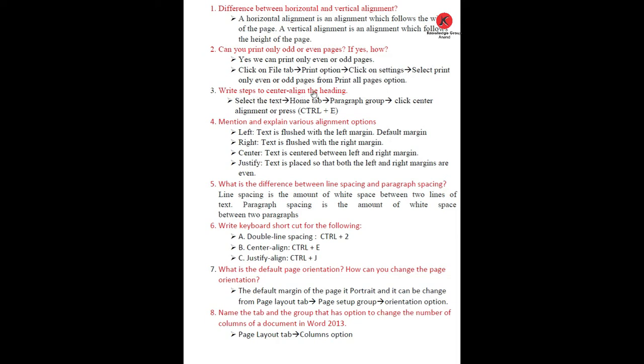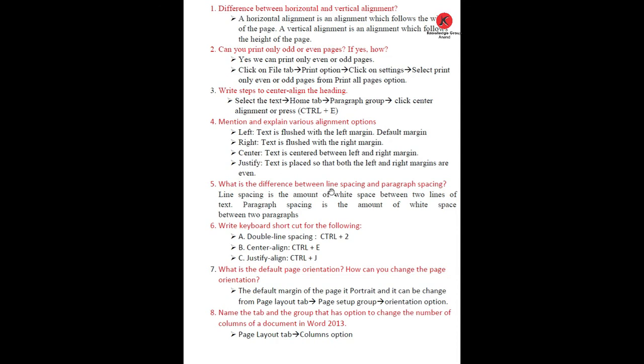Write steps to center align the heading. Select the text, Home tab, Paragraph group, click Center Alignment or simply press Ctrl+E. Mention and explain various alignment options. There are 4 alignments: left, right, center, and justified. Left, the text is flushed with the left margin and it is default. Right, text is flushed with the right margin. Center, text is centered between left and right margin. And justify, text is placed so that both the left and right margins are even.